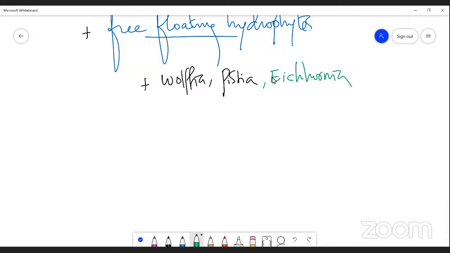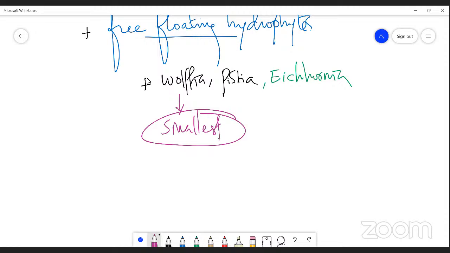So they are the example of free floating hydrophytes. Dear students, would you like to see the plant Wolffia, which is the smallest flowering plant in the world? Talking about Wolffia, it is the smallest flowering plant.